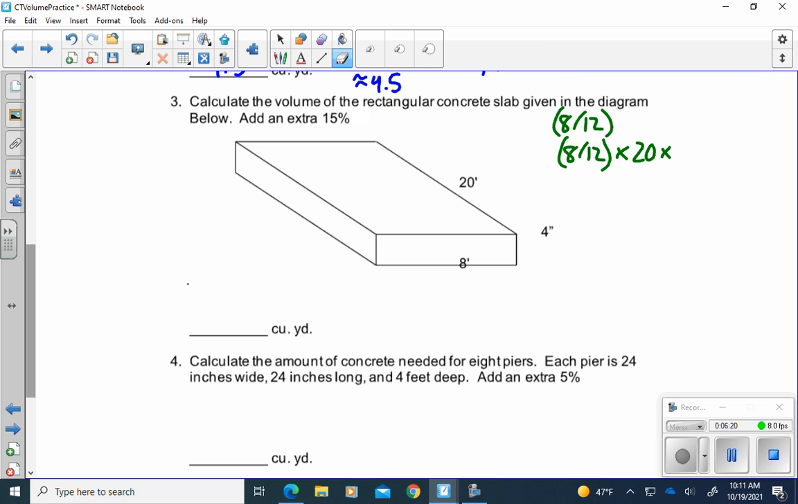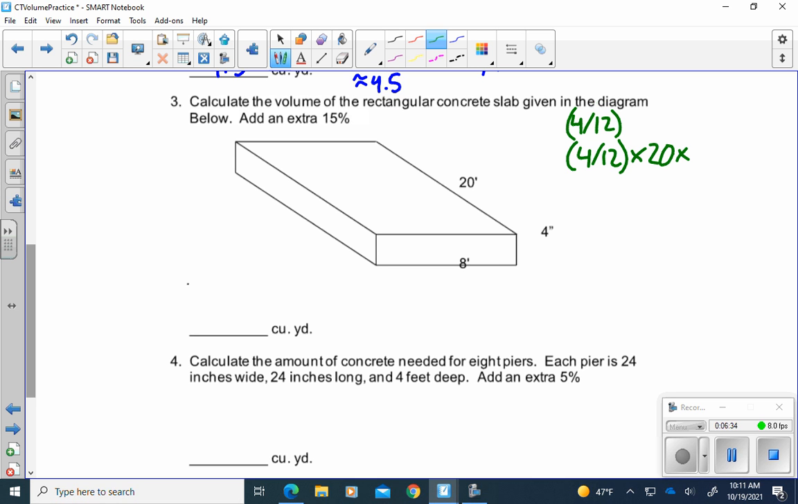Oops. It's not an 8-inch slab, it's a 4-inch slab. So 4 divided by 12. So 4 divided by 12, and then times length times width. All right. So calculating the volume with your calculator, you should get 53.3 repeating cubic feet.